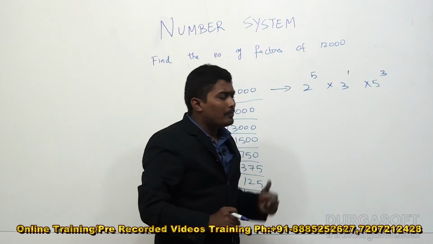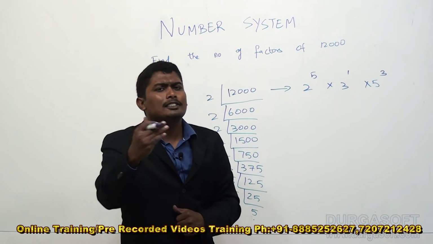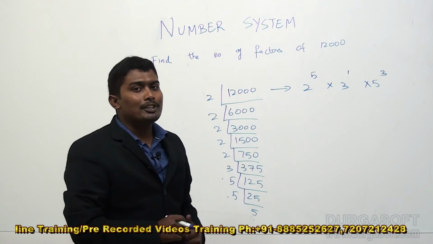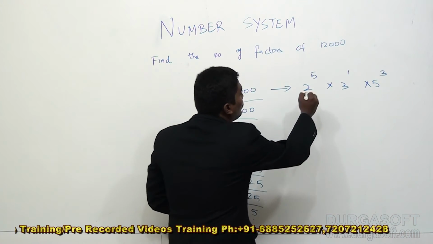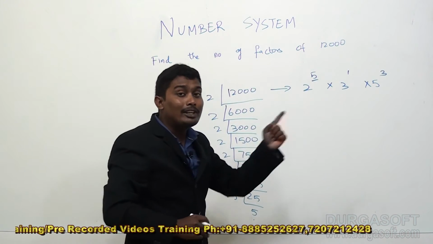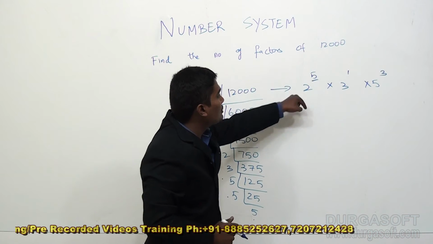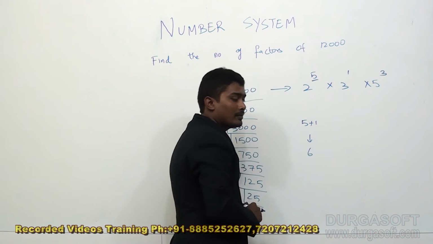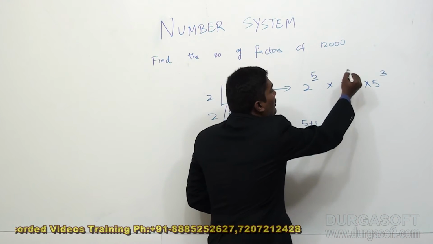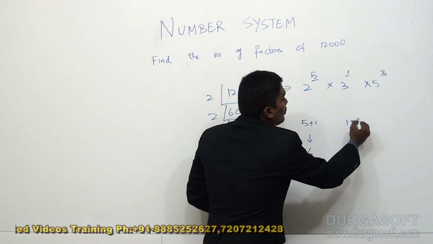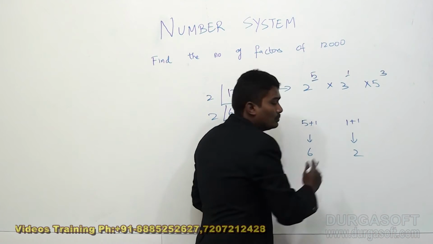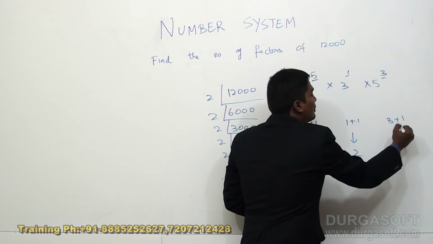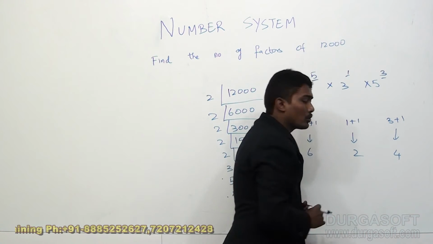So once I factorize it like this, the next step that I will be doing to find the number of factors is increment the powers by 1. So what is the power of 2 here? 5. Now increment that 5 by 1. So 5 plus 1 will be 6. Next, 3 power 1, I will increment this by 1. 1 plus 1 will be 2. Next, the power of 5 is 3, I'll increment this as well by 1. I'll get 3 plus 1, 4.